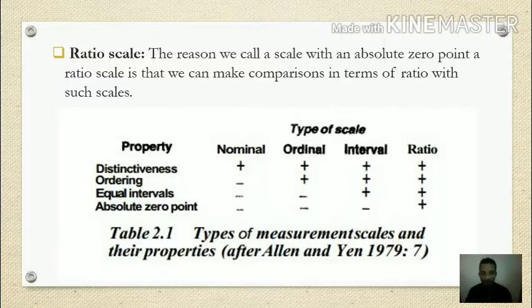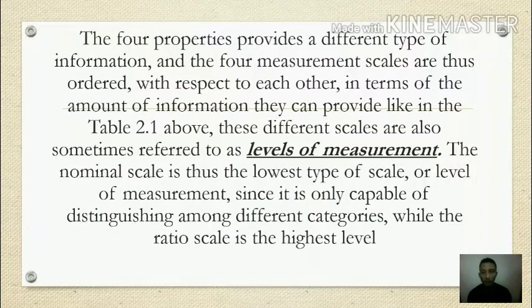Oke, di bawahnya ada tipe dari skala pengukuran dan propertiesnya. Jadi bisa kita lihat di sini ada property distinctiveness, ordering equals, intervals, and absolute 0 point. Kemudian tipe dari skala. Sekarang kita lihat penjelasan mengenai ini. Okay, this is the explanation about the figure.